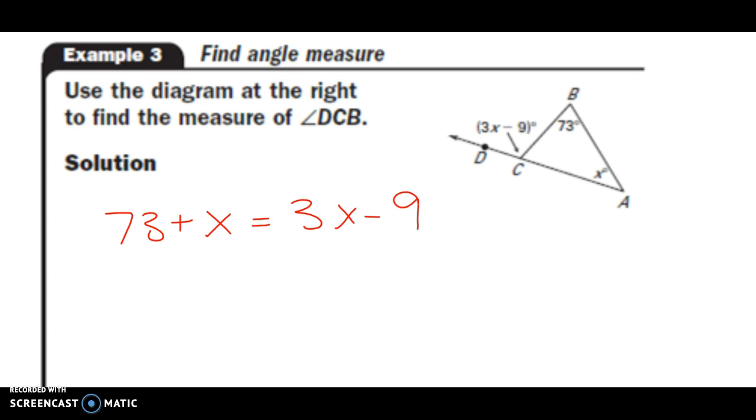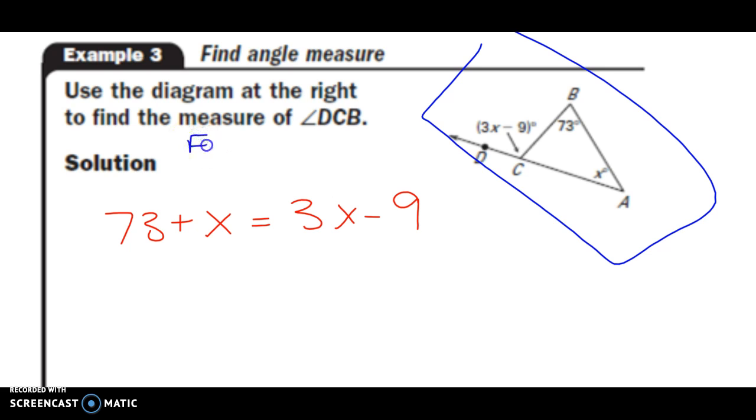Which theorem was this? Of the pictures on your page, which theorem looks like this? The exterior angle theorem. What that says is the two non-adjacent angles should add up to equal the exterior angle. So 73 plus x equals 3x minus 9.